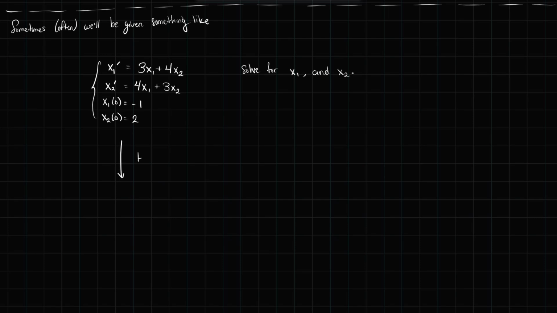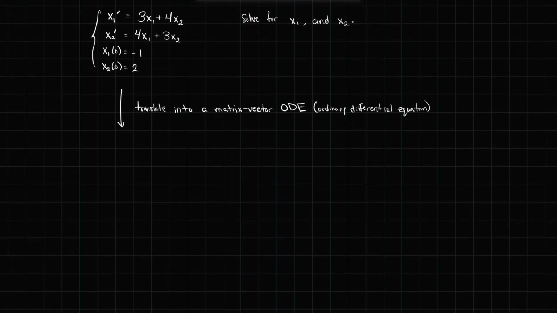So we go ahead and translate this into a matrix vector ODE. And I use this term ODE. This stands for ordinary differential equation. And we go ahead and translate. I think everybody can imagine where the matrix comes from. We certainly see a collection of 4 coefficients here. But let's start with the vector. So the vector we really want to imagine are kind of these x1s and x2s. That's like my vector x.